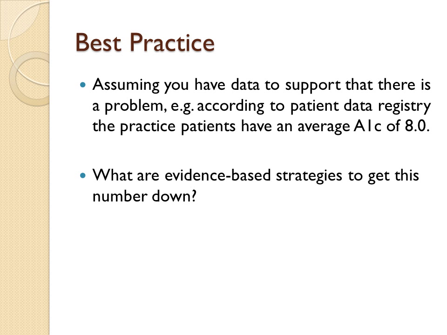So I want to talk a few minutes about best practices, because assuming you have the data to support that you've got a problem, for example, according to your data registry, the practice patients have an average A1C of 8, and we all know that that's not adequate. I didn't want to make any lower a number because there's some debate about 7.5 or 7, but 8, there's no debate about that. 8 is too high. So how do you get this down? What are the evidence-based strategies to get this number down?